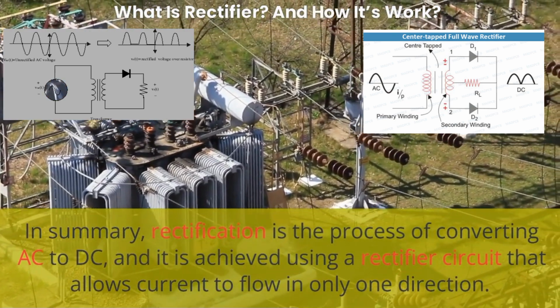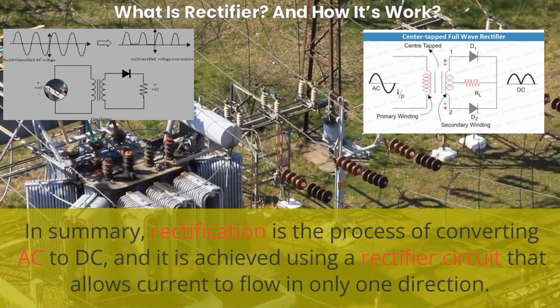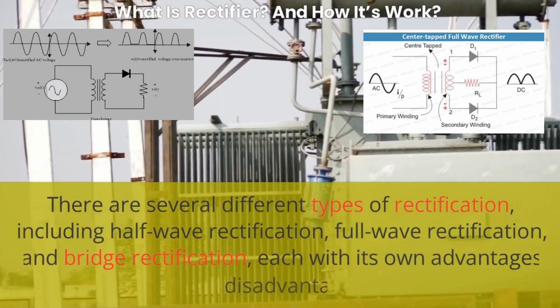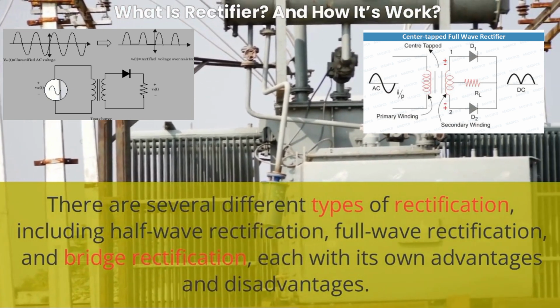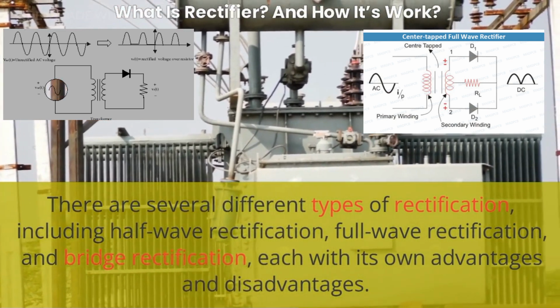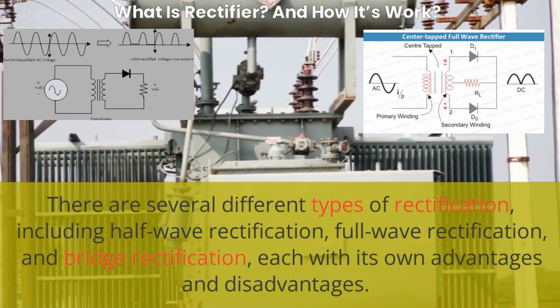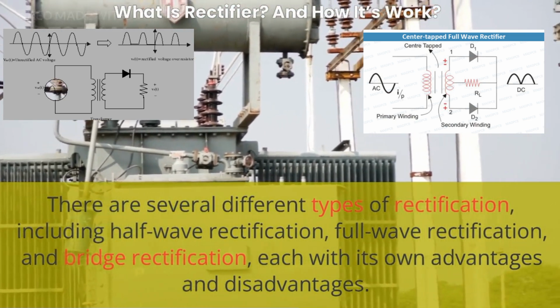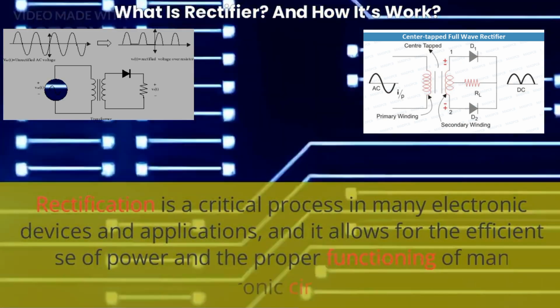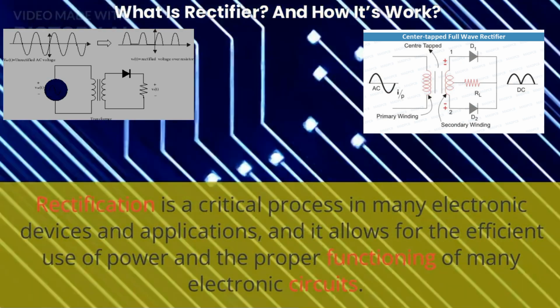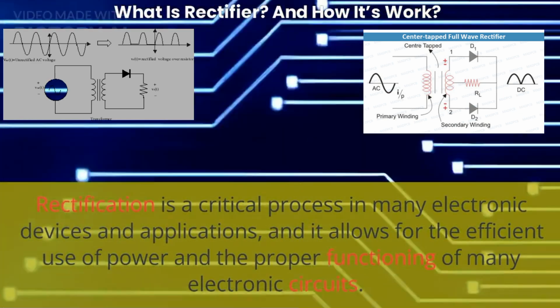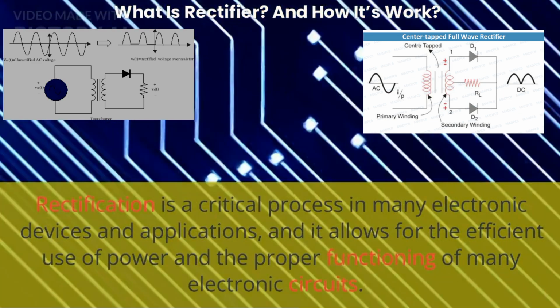There are several different types of rectification, including half-wave rectification, full-wave rectification, and bridge rectification, each with its own advantages and disadvantages. Rectification is a critical process in many electronic devices and applications, and it allows for the efficient use of power and the proper functioning of many electronic circuits.